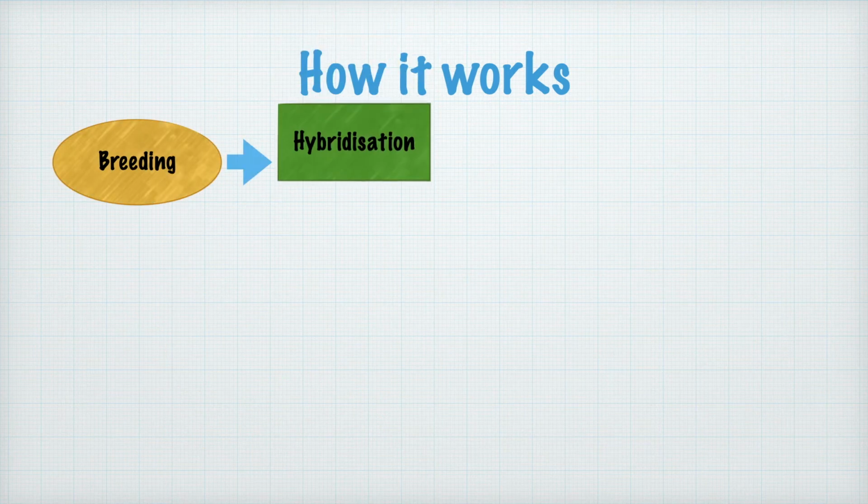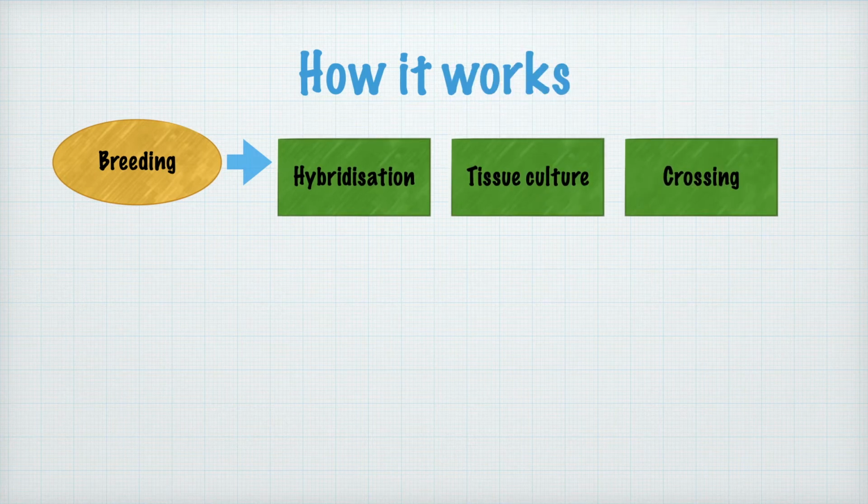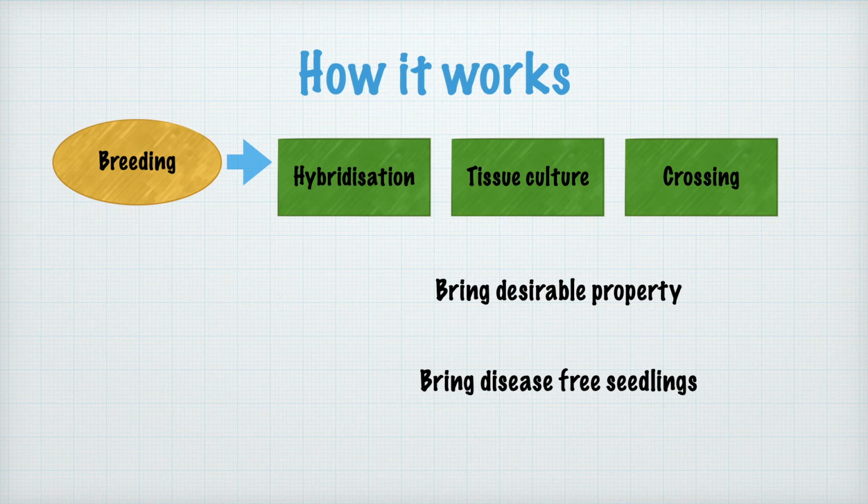How does genetic engineering work in crop improvement through breeding, hybridization, tissue culture, and crossing? How does it work? It brings desirable properties through any process, either hybridization, tissue culture or crossing. It brings desirable properties or traits or characteristics to the plant. It brings disease-free seedlings from tissue culture and removes the bad properties or undesirable traits.